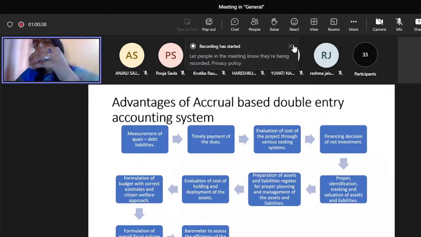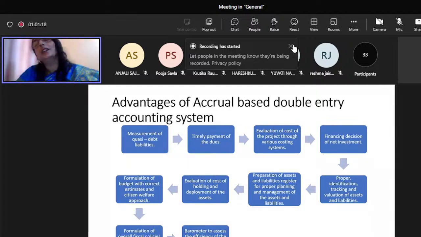So we can prepare a proper budget. Okay, this will be my budget. If I want to go for Atmanirbhar or the PLI scheme, this is the amount we actually require. It will help us to properly identify and value the assets and liabilities, prepare a proper register, and do proper planning. The cost of holding and deployment of assets can be calculated, a budget can be prepared, and fiscal policies and sustainability can be assessed. And of course, it will help us to assess ultimately the efficiency of the government.